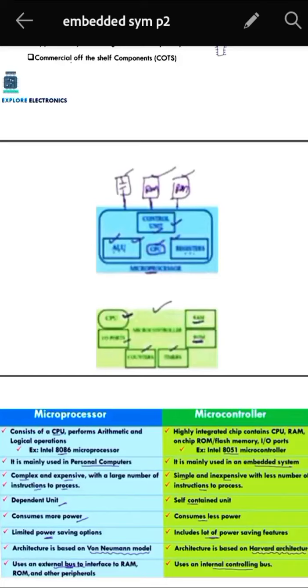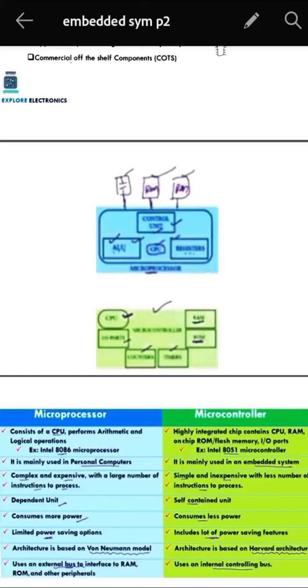Next difference: the microprocessor is mainly used in personal computers, and the microcontroller is used in embedded systems. The microprocessor is complex and expensive, and the number of instructions is more. The microcontroller is simple and inexpensive, and the number of instructions is also less.